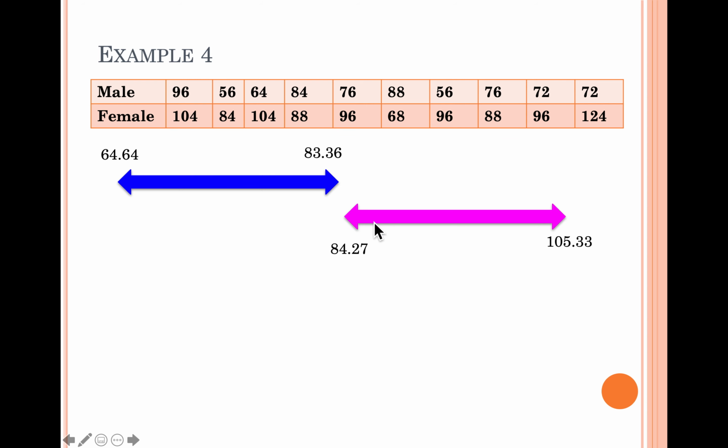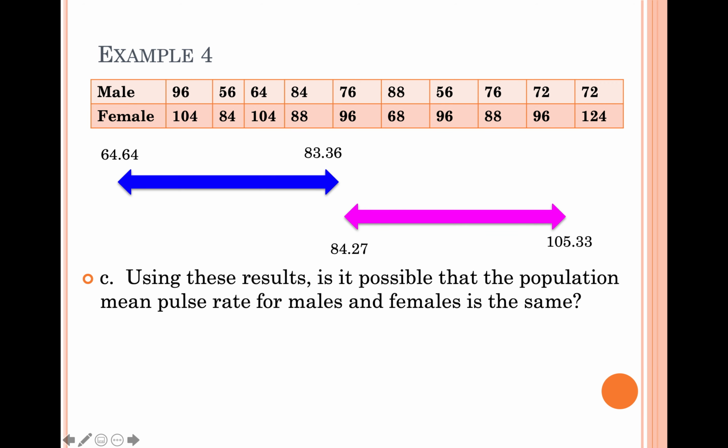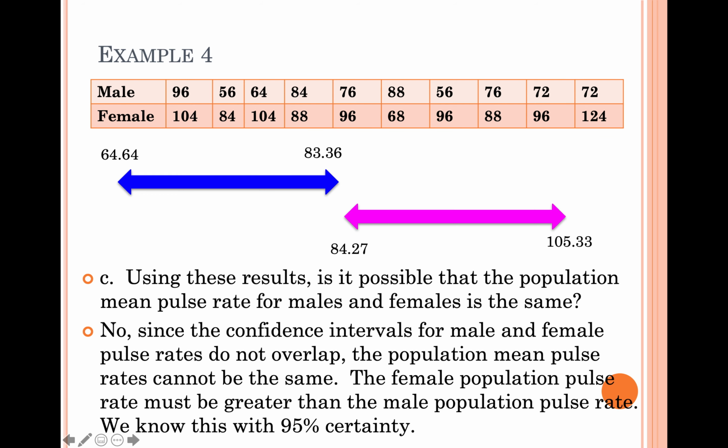And then we're asked this final question: using these results, is it possible that the population mean pulse rates for males and females is the same? Well, if we look at the upper end of the male confidence interval and the lower end of the female confidence interval, there is a numerical gap between 83.36 and 84.27. And because there is a gap there and there's no overlap, the answer to this question is going to be no. It's not possible that they are the same. And this is based on our 95% confidence intervals.